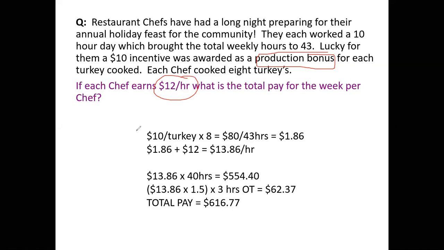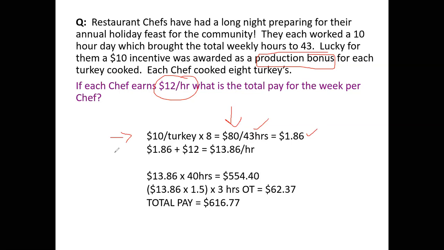Start with the production bonus. The production bonus was $10 per turkey. There were 8 turkeys, so your production bonus is $80. But the question is, if you're going to break down the production bonus to an hourly rate, what would it be? If you made $80 as a production bonus, take into account how many hours you invested to have that kind of production. So you want to divide it by the 43 hours worked. So your production bonus hourly value is $1.86.